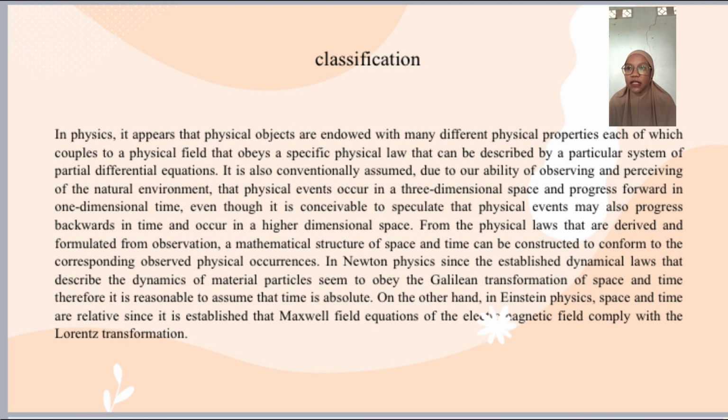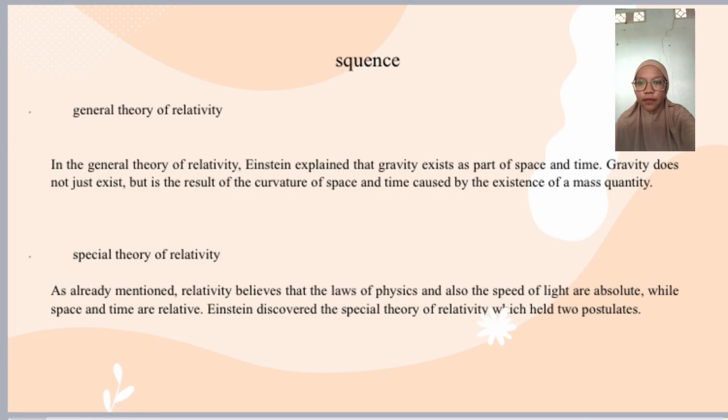In Newtonian physics, the established dynamical laws that describe the dynamics of material particles seem to obey the Galilean transformations of space and time. Therefore, it is reasonable to assume that time is absolute. On the other hand, in Einstein's physics of space and time, relativity is established, which makes the field equations of the electromagnetic field complete with the Lorentz transformations. The sixth slide is sequence.